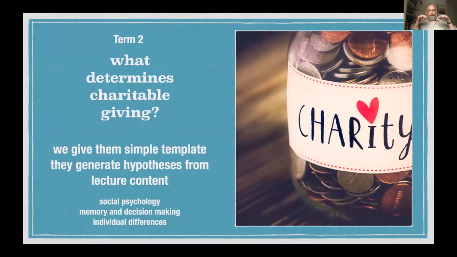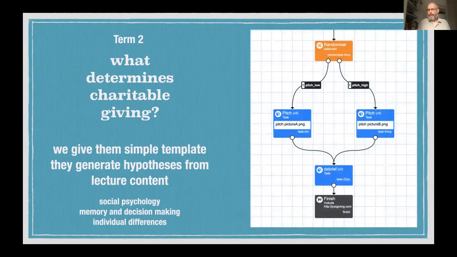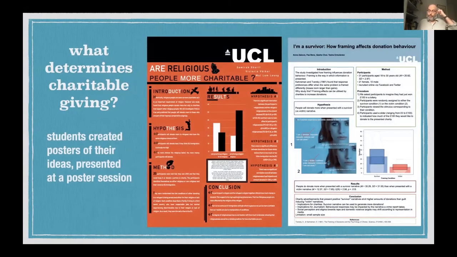So here we just give them the bare bones of an experimental template, and they bring the hypotheses to it. And again, the challenge to them is you take this grand idea from the lectures, but can you condense that down into two different stimuli that are well controlled and only have that difference that you're interested in? That was the experimental challenge here. And again, they produced some really wonderful things. This is just a simple template that we gave them with a randomizer. And we said, okay, generate one stimulus you think will have low donations, one with high, and explain your theoretical reasons, justify them, and so on. And these are just a couple of examples of those posters that came up. So these are two of the best from that year.